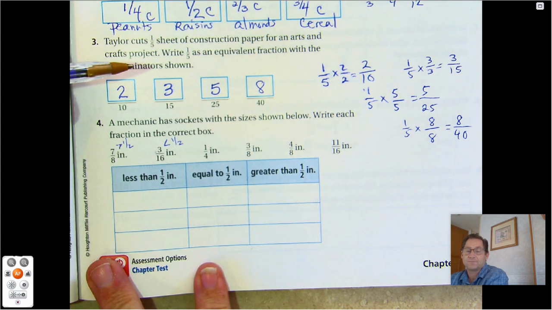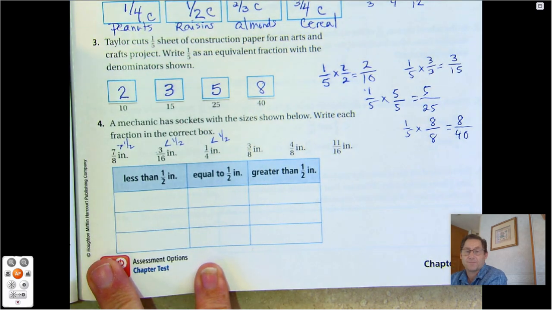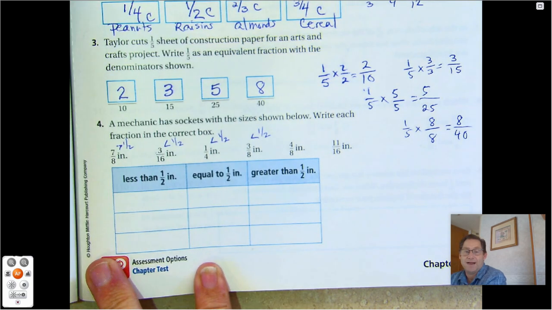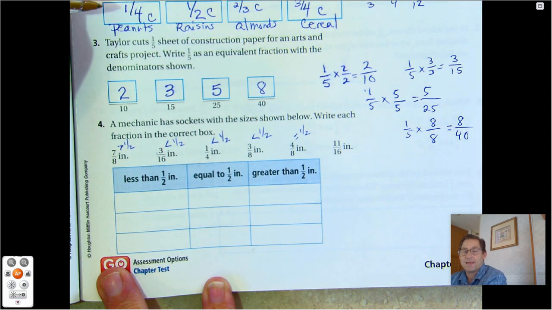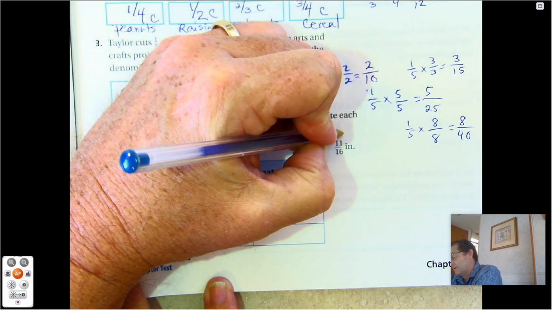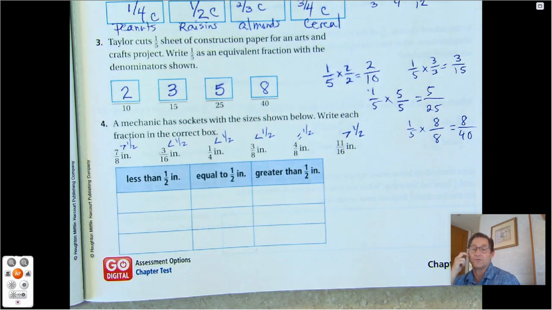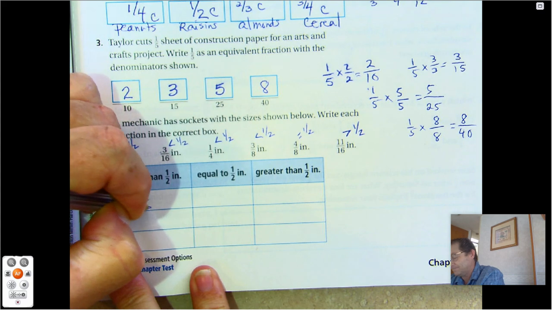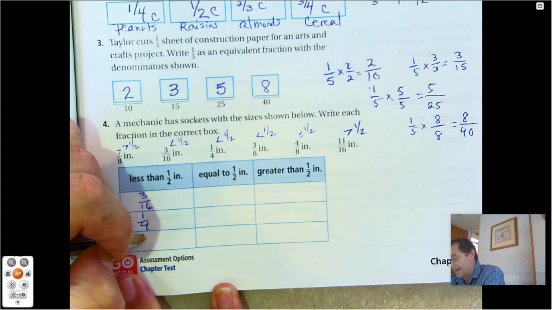1/4, half of 4 is 2. So this one has to be less than 1/2. 3/8, half of 8 is 4. So this one's less than 1/2. 4/8, that is 1/2. And 16, again, 8/16 was half, so that one's greater than 1/2. So which ones are less than 1/2? Well, we have 3/16, we have 1/4, and we have 3/8.